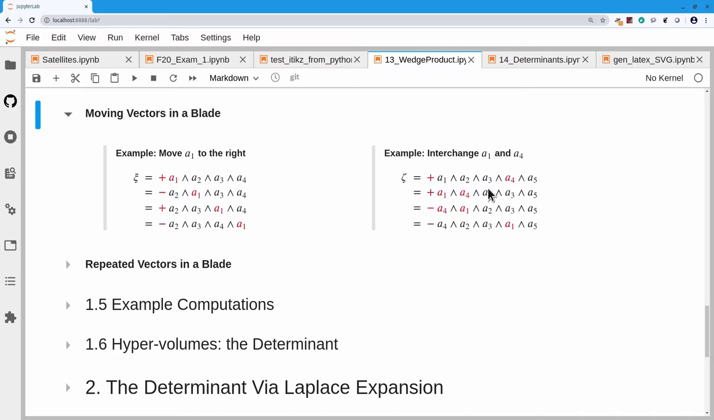But overall, if there's k hops to go back and one hop to interchange the two vectors, the net effect of an interchange is always going to be a sign change. It's always going to be minus one.